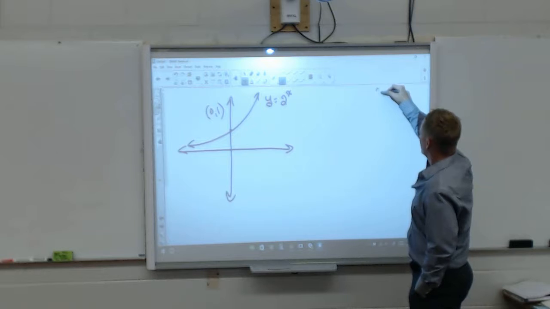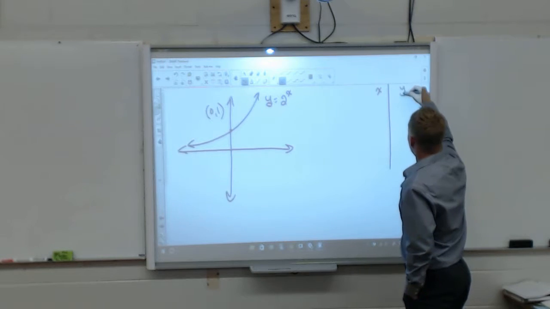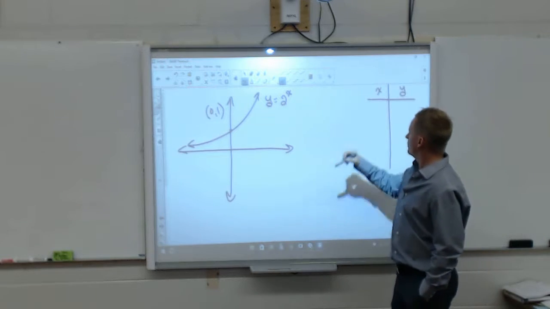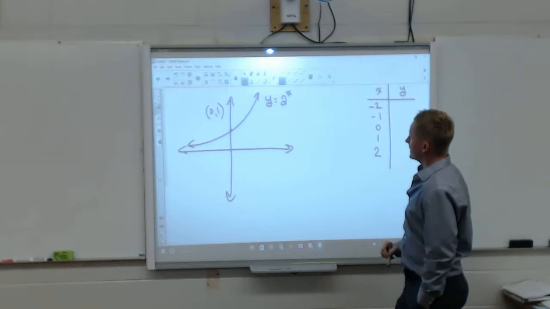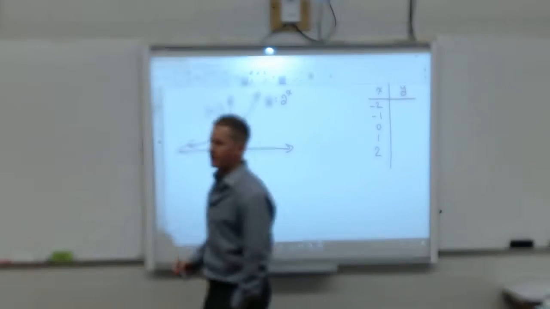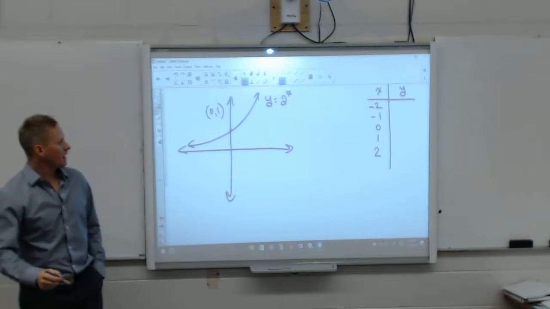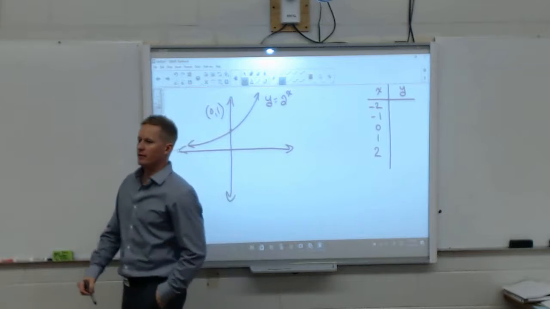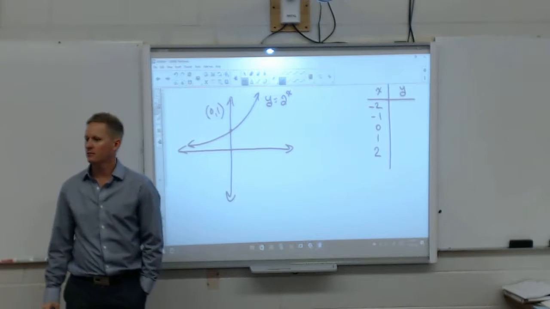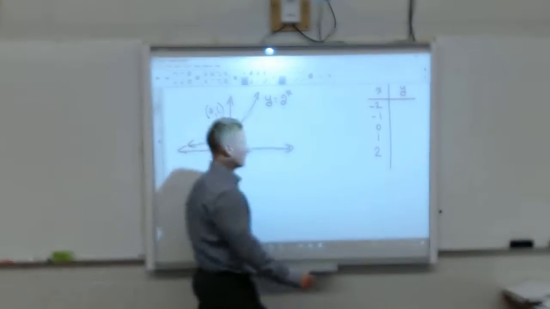Okay? So, just for the heck of it, let's do a table of values for y equals 2 to the x. Okay? Starting with when x is negative 2. So what is 2 to the negative 2 equal? What is it? 1/4. That's right.